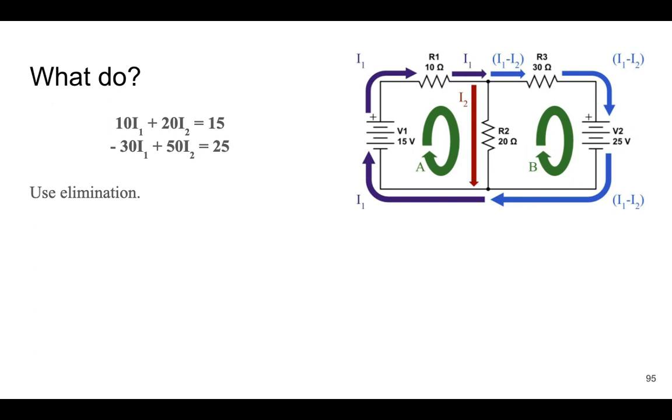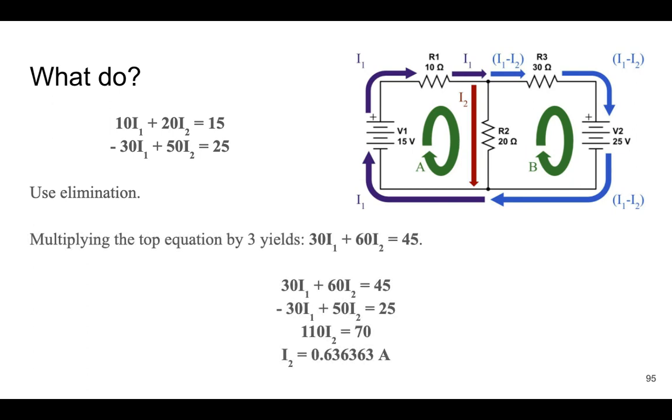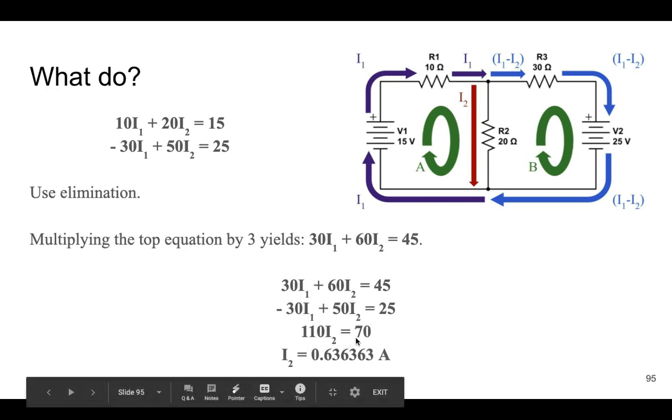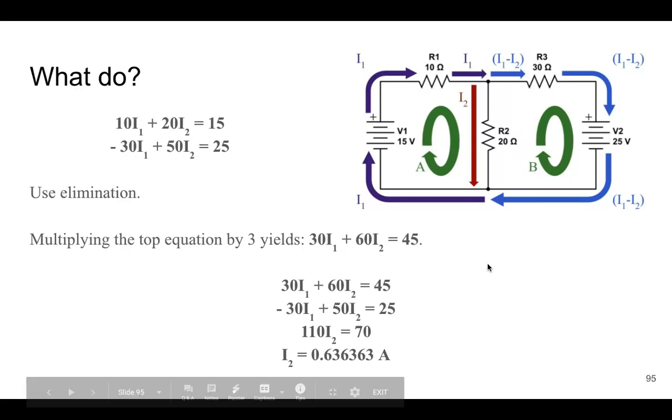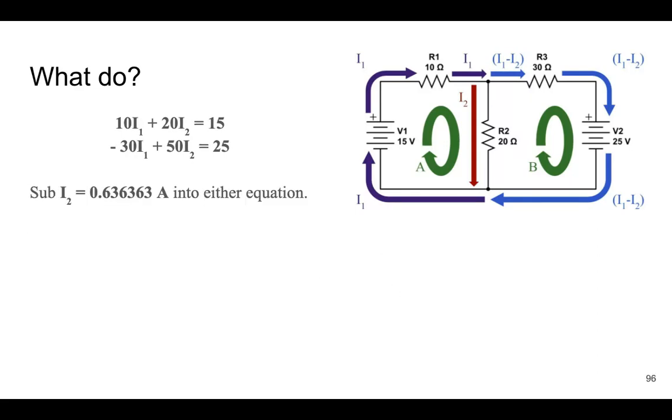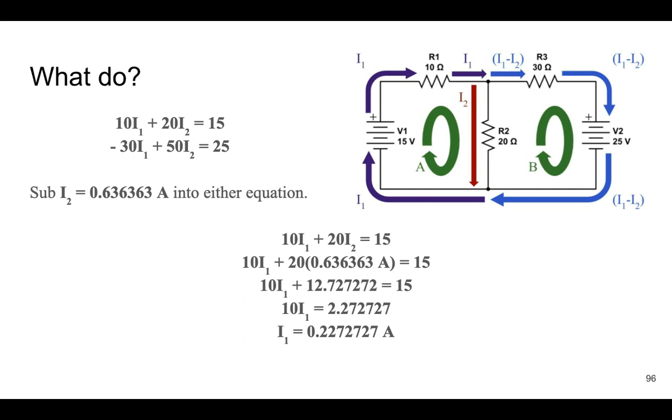So we're going to use elimination. The way we're going to do it, we're going to multiply the top equation by 3. Then we're going to add the top equation down with the other equation. The I1 terms are going to disappear. We now have 110 I2 equals 70, which gives us I2 is equal to 0.63 repeating amps. From there, you take that number, you sub it back into either of the equations, whichever one you think will be easier. So I picked the top one, subbed it in, did the algebra, and it ends up that I1 is equal to 0.2272.